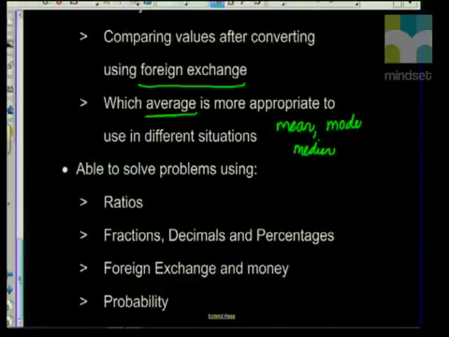And then the part that everybody finds difficult is solving problems, and that's what we're going to be doing later on as well, looking at some examples of solving problems. You need to be able to solve problems using ratios, fractions, decimals and percentages, foreign exchange and money, and of course our favorite, probability.